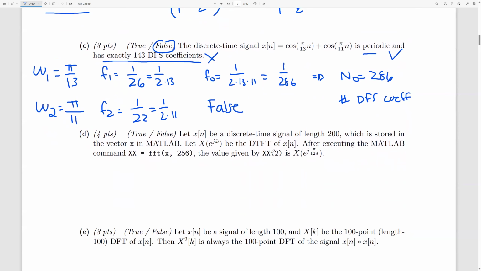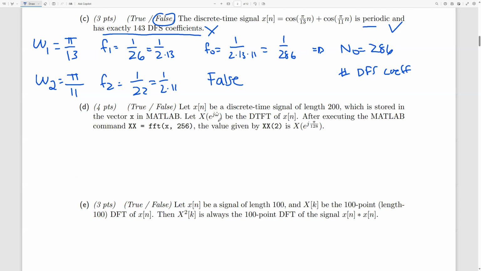Next, let x of n be a discrete time signal of length 200, which is stored in the vector x of MATLAB. Let X of e to the j omega hat be the DTFT of x of n. After executing the MATLAB command, the value given by X of 2 is X of e to the j pi over 128. Okay. So in this case, you get the DTFT to be particular, which means that you're now working in omega naught equals 2 pi over the length, 256, which is equal to pi over 128. Then what I actually care about is when I'm sampling, which means that I want omega k equals pi over 128 times k whenever I do this FFT.